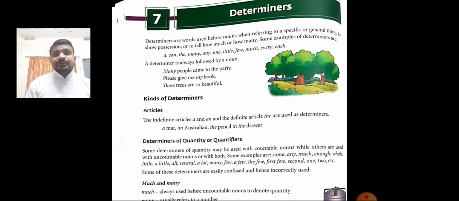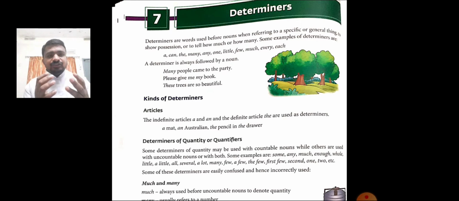Determiners are the words which are used before nouns when referring to some specific or general things, and they show possession or tell how much or how many. So whatever comes before a noun can be called a determiner. In this chapter we are going to deal with the kinds of determiners, then the general or specific things, and then the difference between a determiner and an adjective.